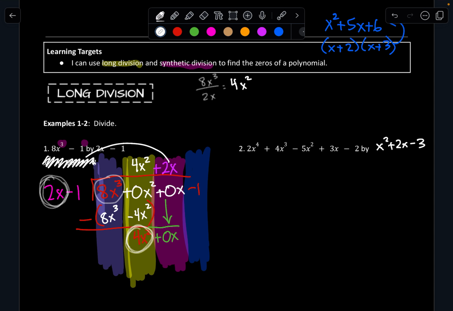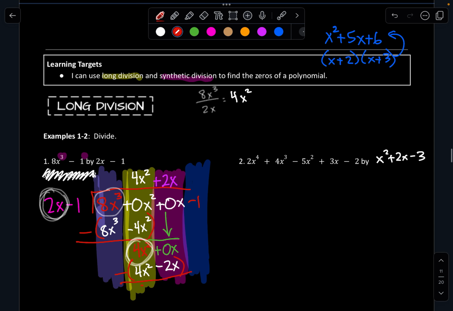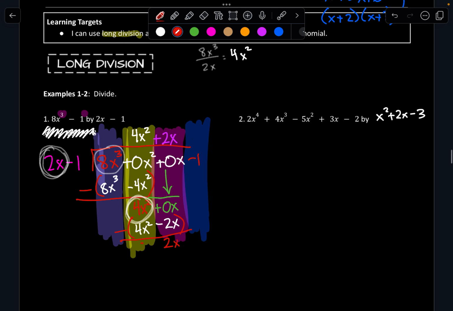Just like before, we're going to go boop and boop, multiply both of those. 2x times 2x is 4x squared. 2x times negative 1 is negative 2x. Then we subtract those. 4x squared minus 4x squared is 0. That's what we want. 0 minus negative 2x becomes positive 2x. And then again, we bring this down.